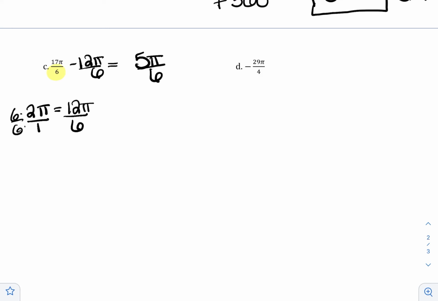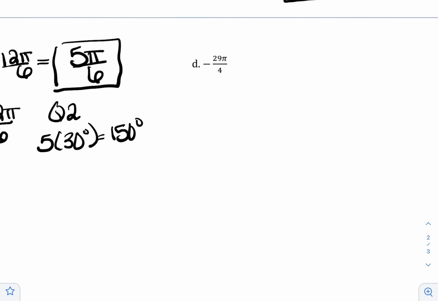And now you can see that 5 pi over 6 is positive, and it's less than 2 pi because 2 pi is 12 pi over 6. So 17 pi over 6 and 5 pi over 6 are coterminal angles, and this would actually be in quadrant 2. And the reason I know that is because I can convert it really quickly. Pi over 6 is 30 degrees, so 5 times 30 degrees is 150.